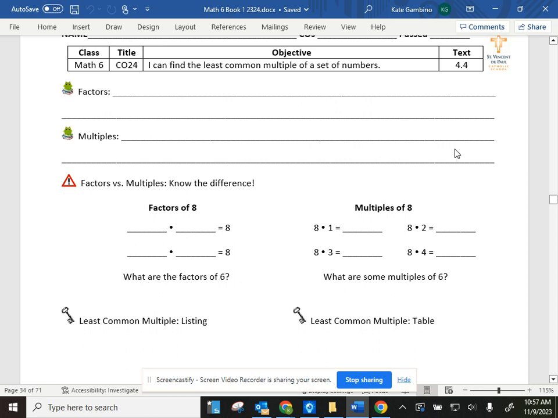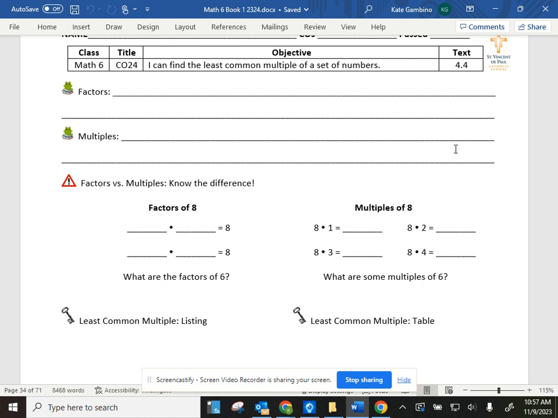Good morning. Today we are moving on with our unit. Devices are close up. CO24: I can find the least common multiple of a set of numbers.